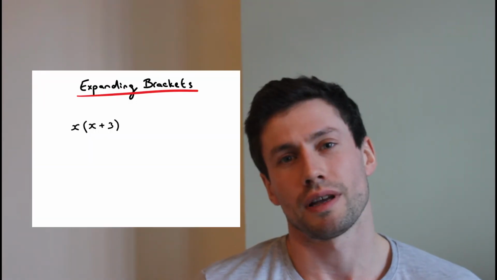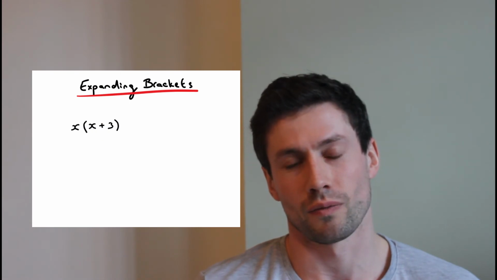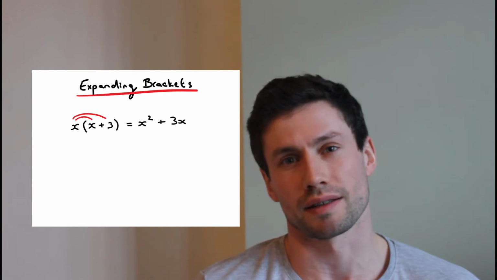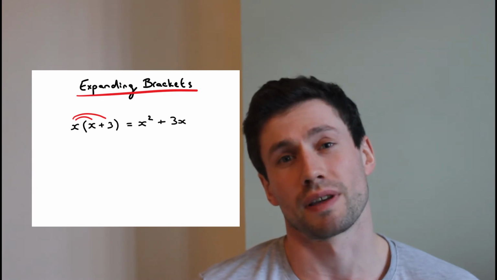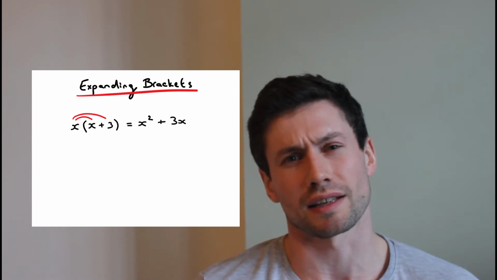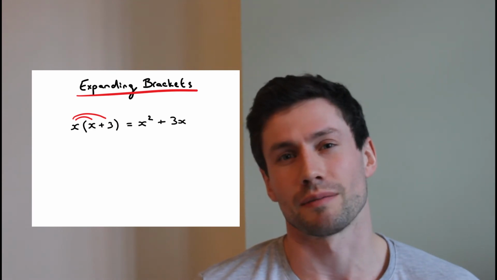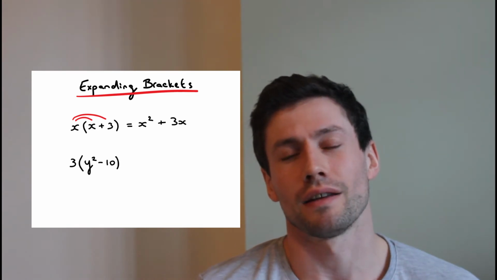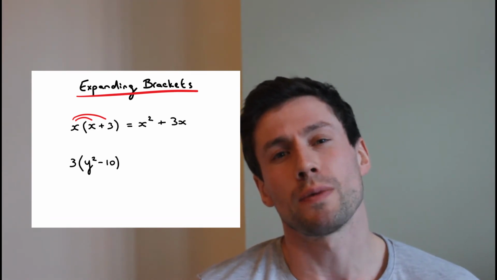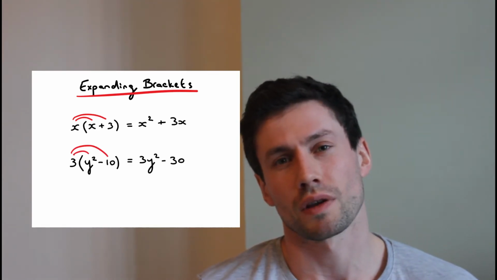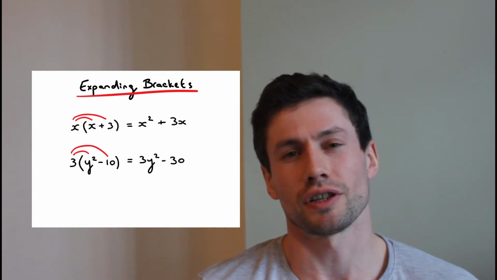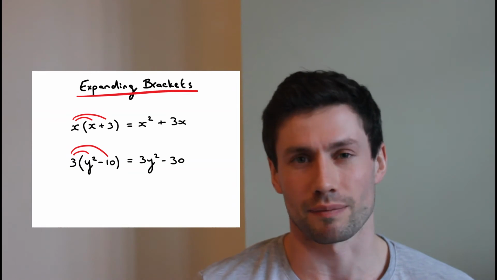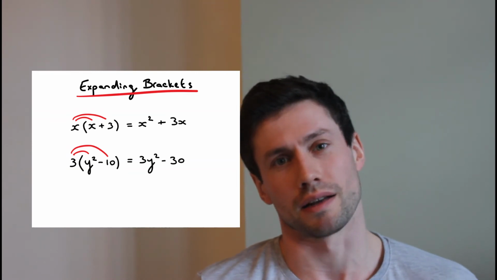x(x + 3), where the x + 3 is in a bracket, expands to x squared plus 3x. This is because x times x is x squared and x times 3 is 3x. 3(y squared minus 10) would expand to 3y squared minus 30. When completing this operation, just take it one term at a time, multiplying whatever it is outside the bracket by each term inside the bracket.